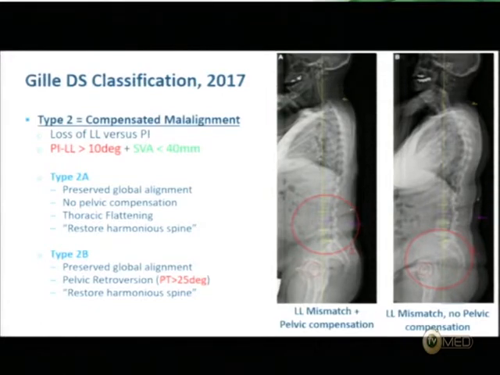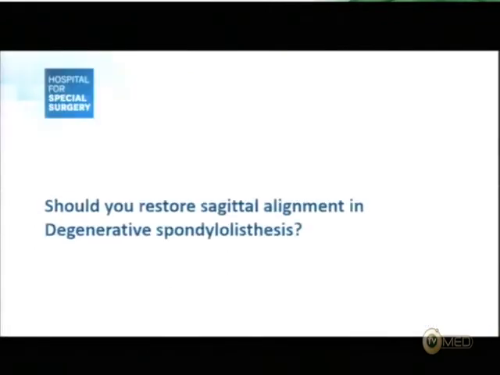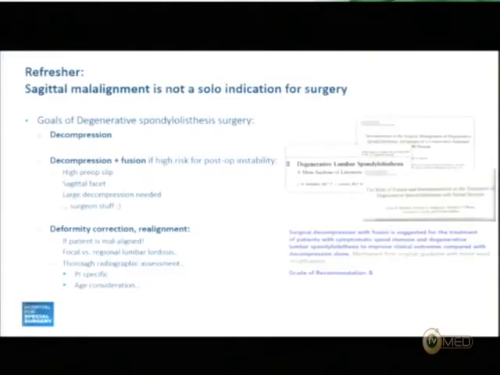What is interesting is that every single concept that we learn from complex adult deformity is still applicable from an analytical point of view. So you can use the same concepts to analyze those patients. And finally, the worst patient from an alignment point of view will be the one with a global truncal inclination. And so the question is, should you restore the alignment in degenerative spondylolisthesis? There were great presentations, actually three of them this morning, about when you need to decompress, when you need to fuse, when you need to realign.